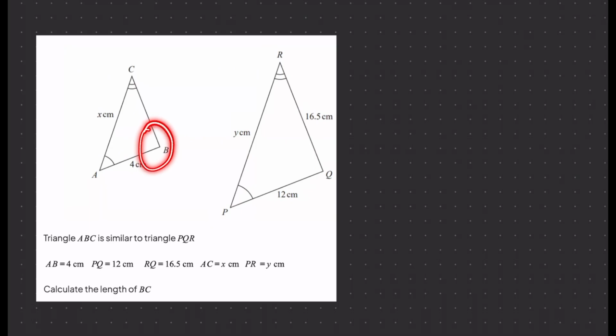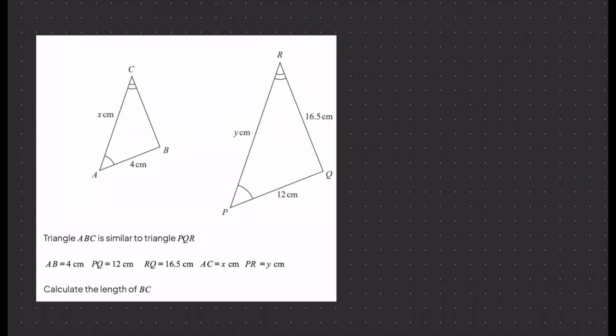So the remaining angle must also be the same because the sum of all of the angles in each triangle needs to add up to 180 degrees. So now that we've established that the triangles are similar, let's make sure that we understand the orientation of both of them so we can work out which side corresponds to which.